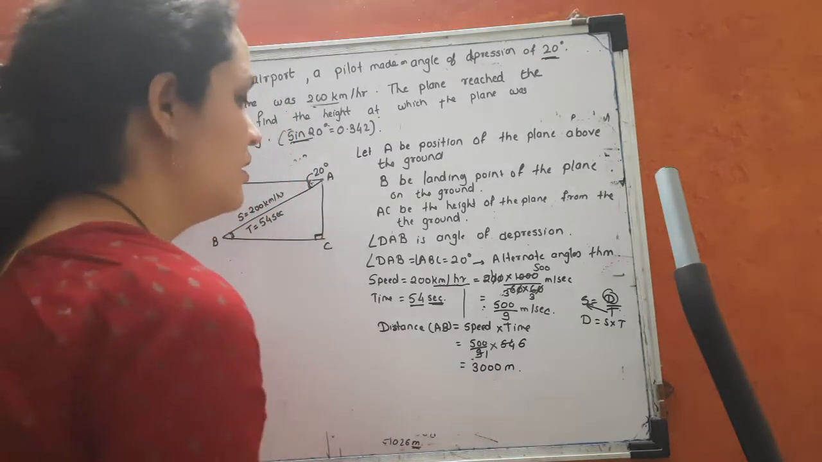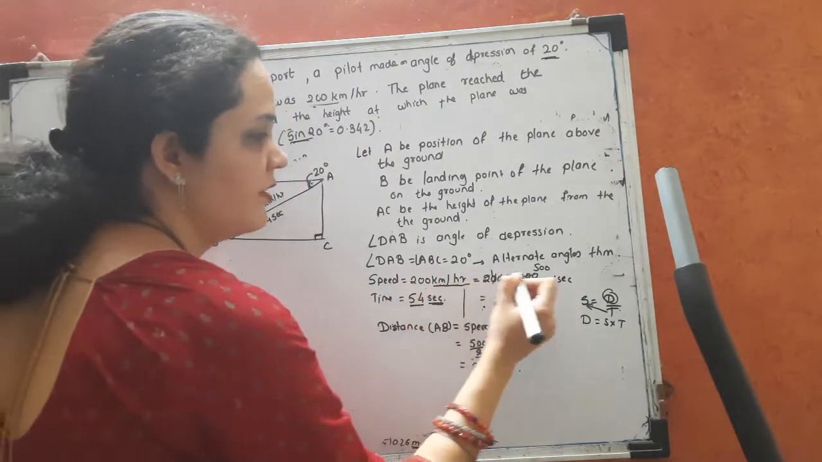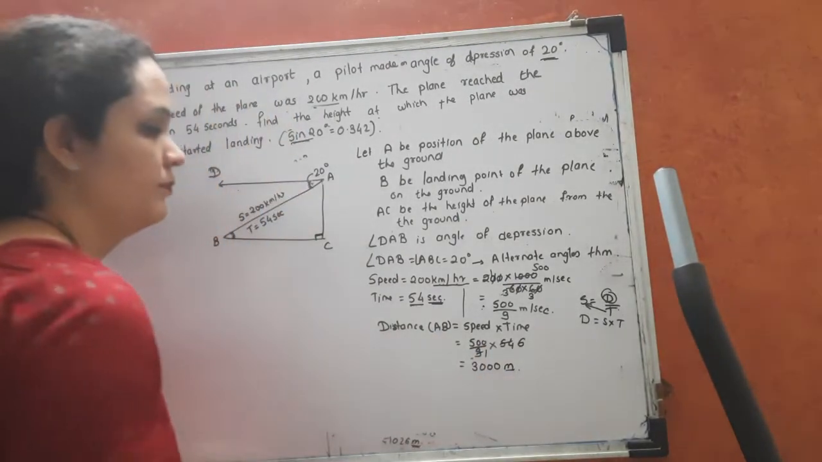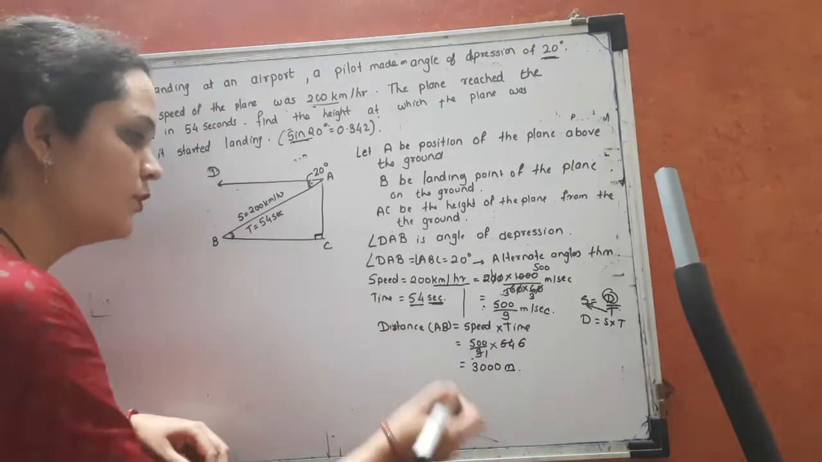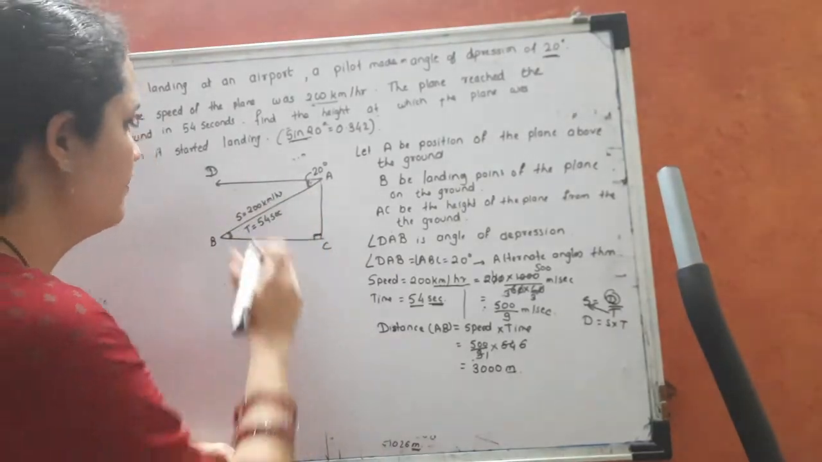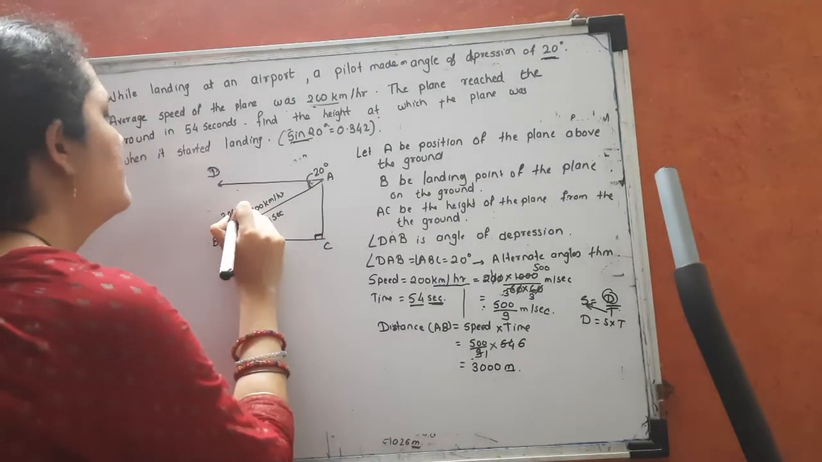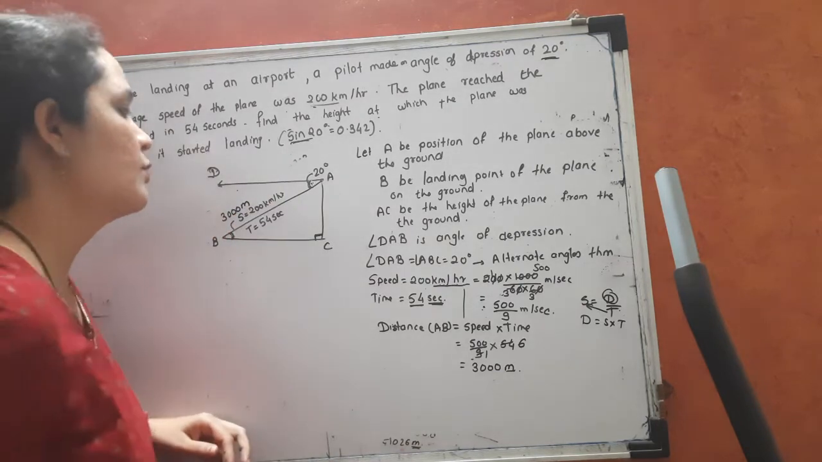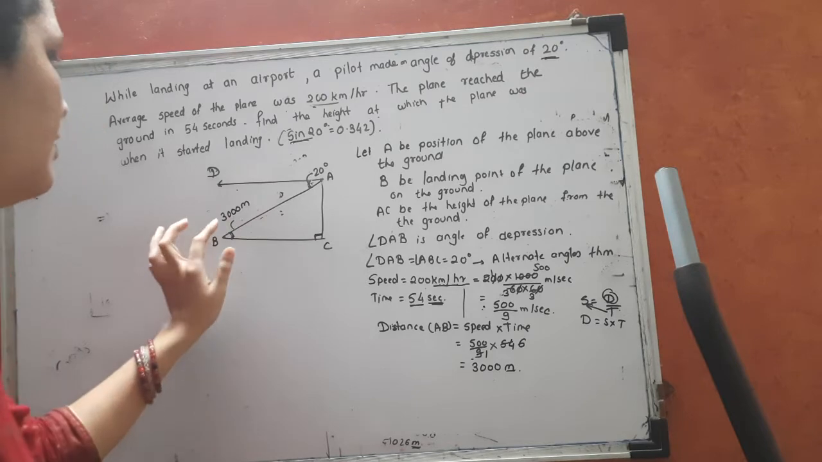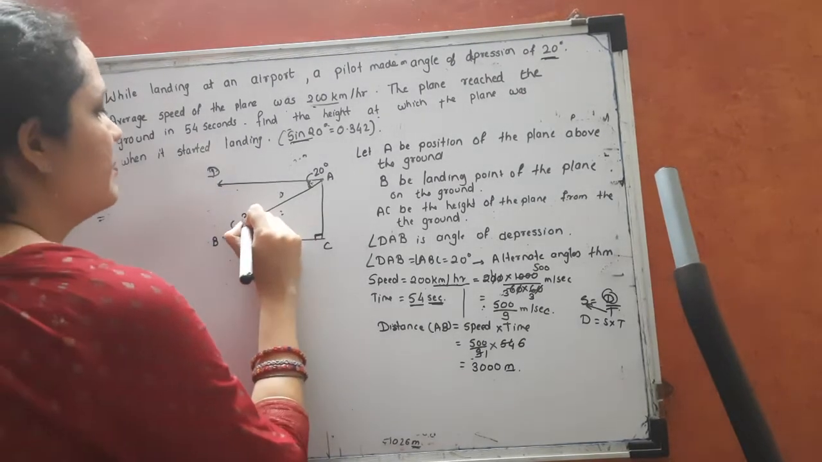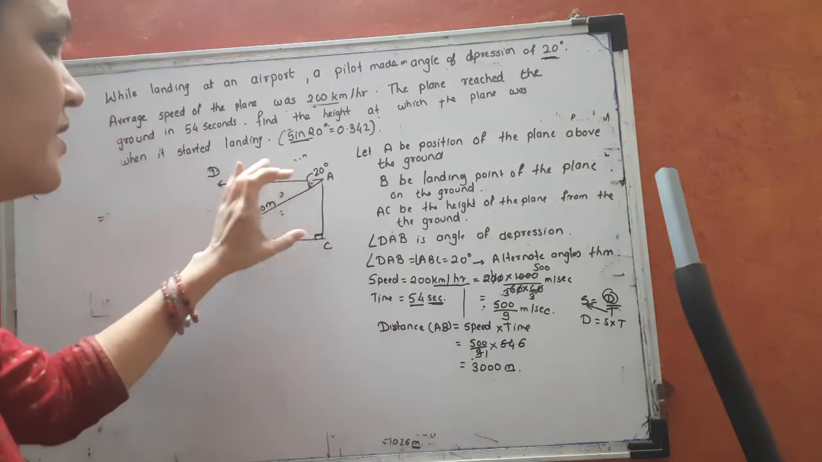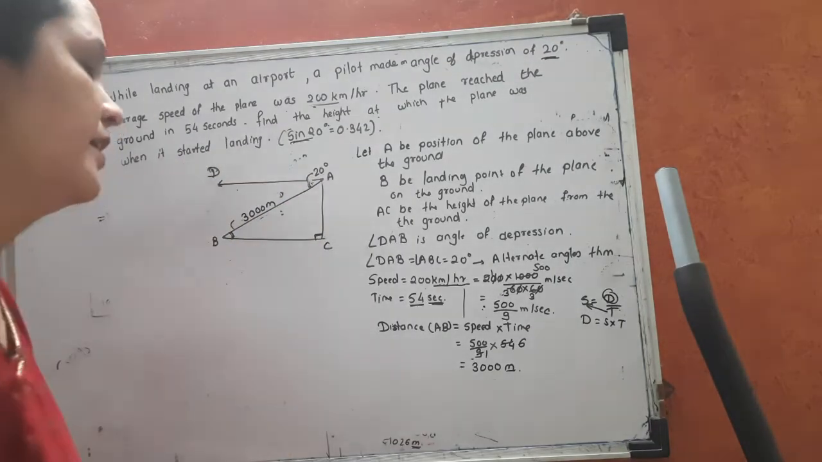We have already converted kilometer into meter, so the distance AB we got is in meter. So you got the distance AB as 3000 meter. Now you have the value for this distance AB, 3000 meter. You need to find the value of AC, the height at which the plane started landing.